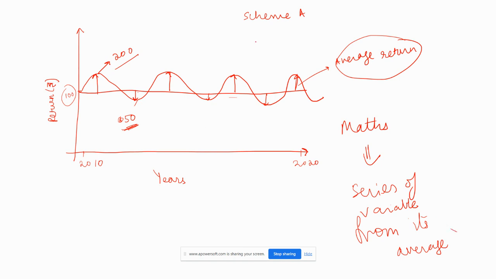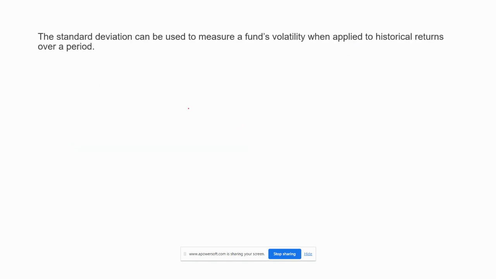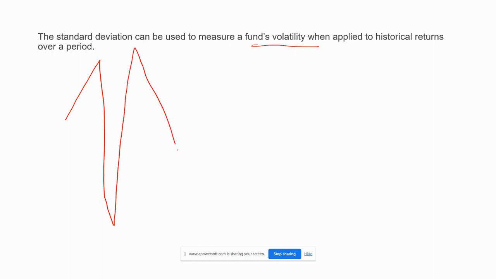Now you may have heard that standard deviation tells you the volatility of a scheme. So we are going to go here, a fund's volatility. Now first of all I need to tell you, what does volatility mean? Volatility means the rate at which the price of a stock increases or decreases. So basically, if I say that a stock has high volatility, it means that its prices increase very high and also decrease, or they fall very very low.